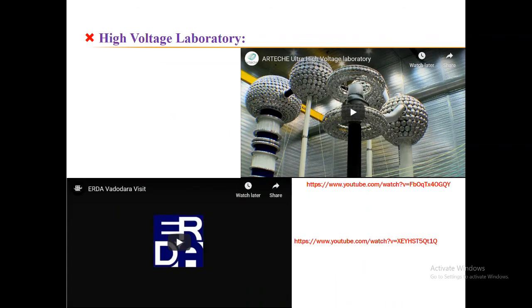So this is about a few of the equipments. Likewise, you can also search on YouTube for the other equipments just to understand how they are operated. Now let us have a kind of virtual visit to the high voltage laboratories.